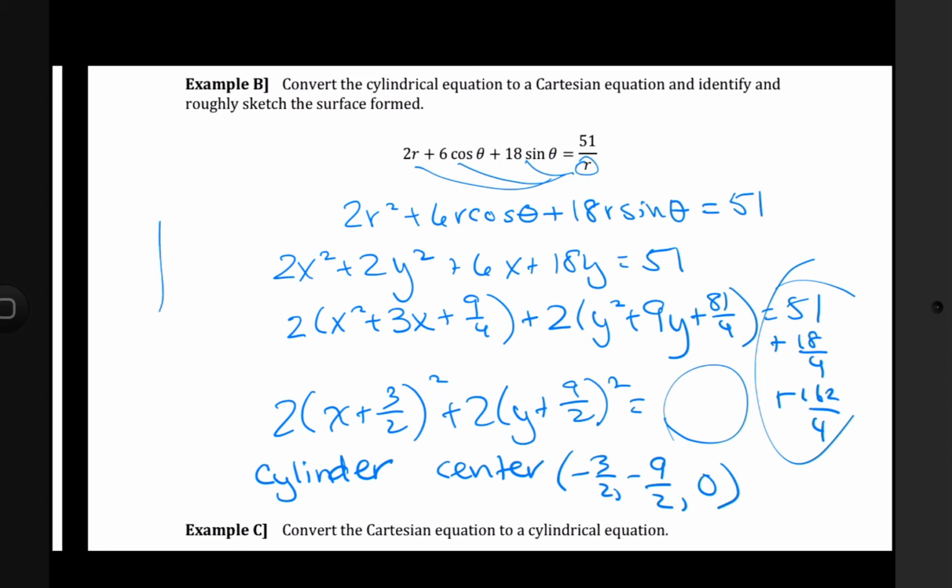So if I were to try to draw it, it's back here somewhere, right? -3/2 is back here, -9/2, I'm not going to fit it, but it's back in this direction somewhere. So it's something like that. You don't have to worry too much about drawing it, just be able to visualize kind of where it is in the coordinate plane. So it's a vertical cylinder.